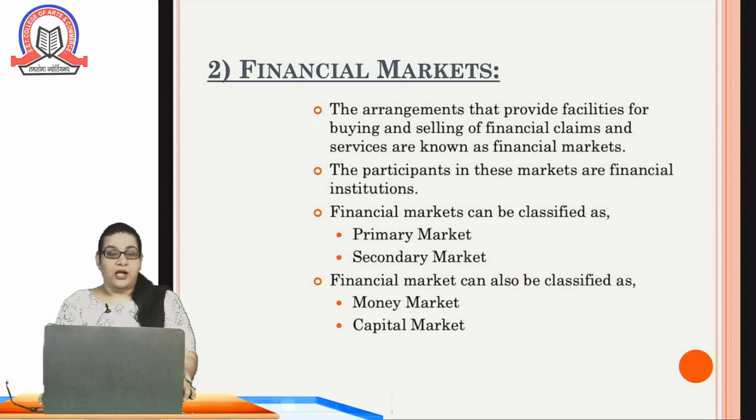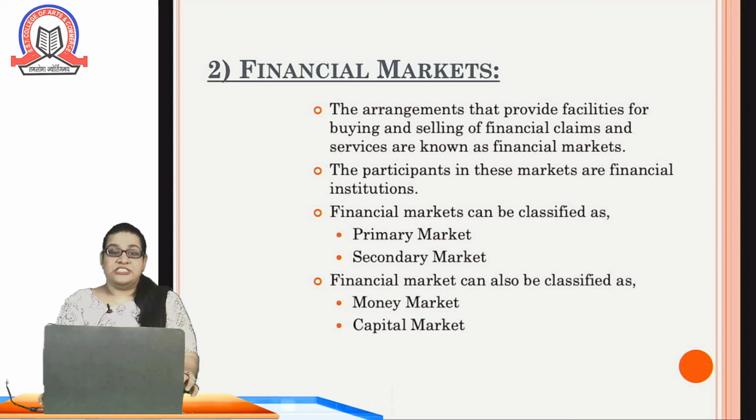Second is financial markets. Generally when we go to any market, there is buying and selling of goods and services. Here in financial markets, there is buying and selling of financial instruments. The arrangement that provides facilities for buying and selling of financial claims and services is known as financial markets. So where financial services are given, it is known as financial markets. The participants in these markets are financial institutions like banks, insurance companies, mutual funds.